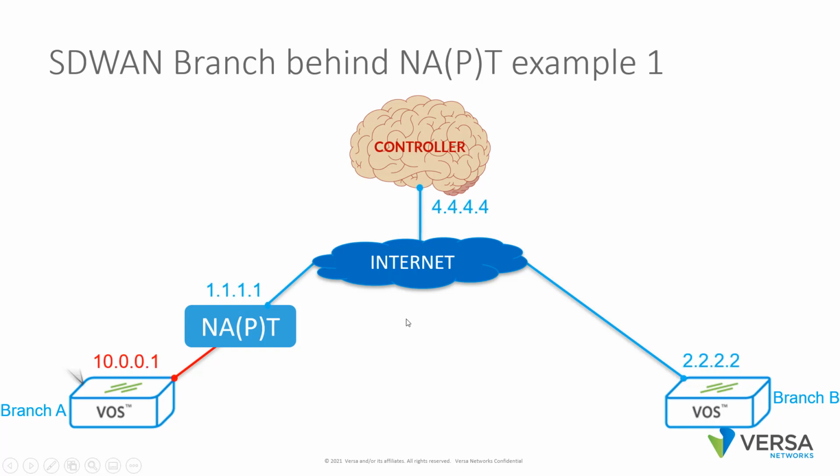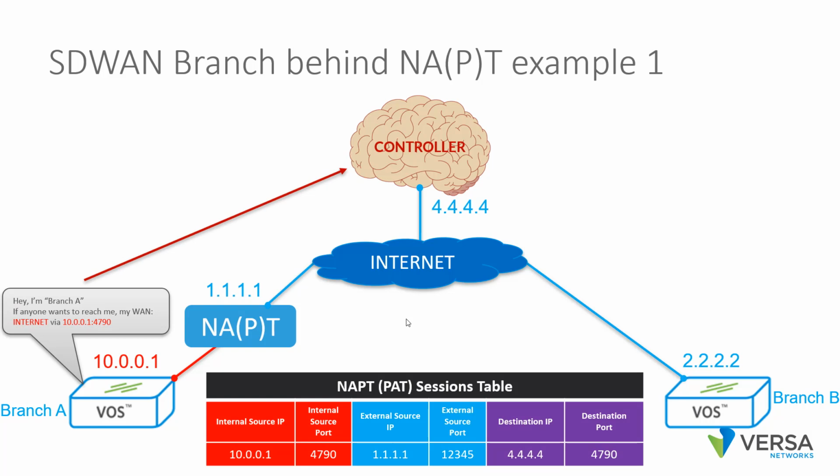When branch A will try to inform the controller that it has the IP address 10.0.0.1 port 4790, and this connection will go through the network address port translation device to the controller, on the NAT device there will be established a session record that from the IP address 10.0.0.1 port 4790 to the IP address 4444 port 4790, we should translate it to the external IP 1111 and external source port, let's say 12345.